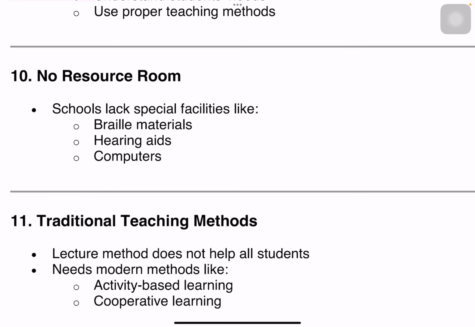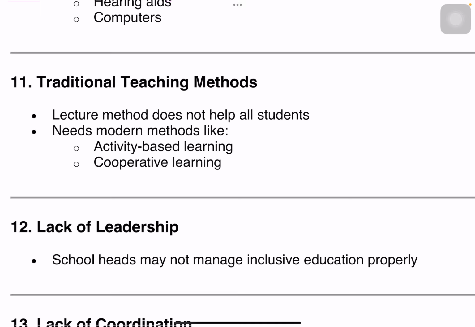Number 10, no resource room. Schools lack special facilities like braille materials, hearing aids, computers. Number 11, traditional teaching methods. Lecture method does not help all students. Need modern methods like activity-based learning, cooperative learning.